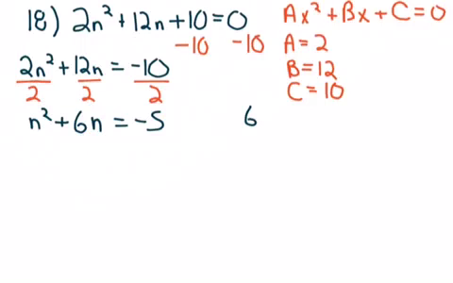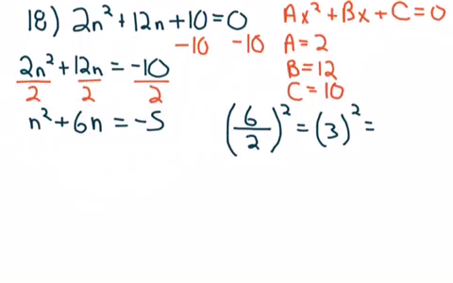I take 6, I half it by dividing by 2 or multiplying by 1/2, and then I square it. Now what does that give me? That gives me 6 divided by 2, that's 3, and then I square it. 3 squared is 9. So that number 9, that's what I need to add to both sides to complete the square. So let's work that out.